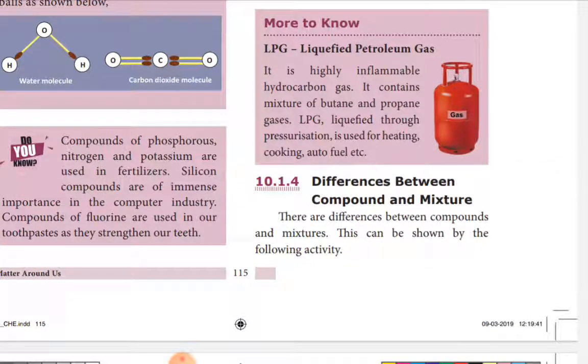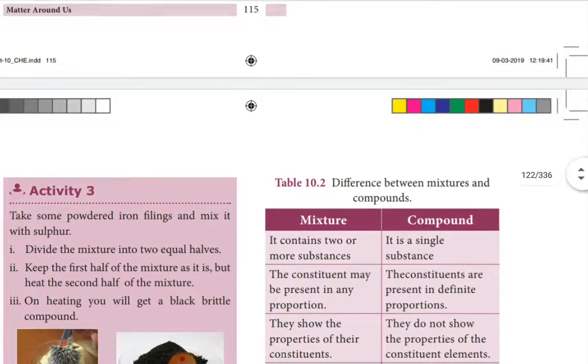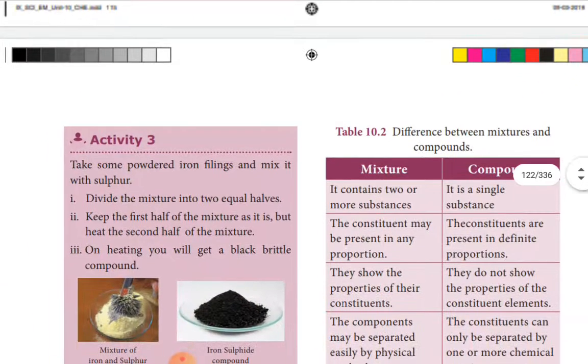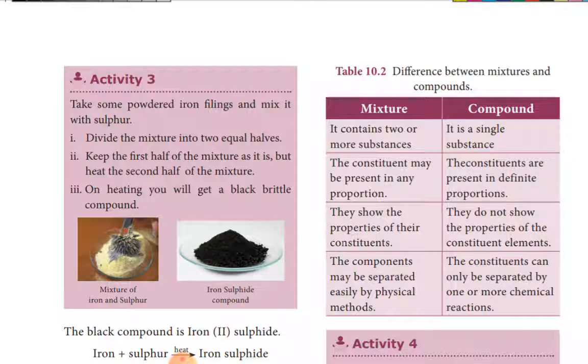Then, differences between mixture and compound. See, in activity 3 it is given: take some powdered iron filings and mix it with sulfur. Iron filings are dark gray in color, and sulfur is a yellow color powder. Sulfur is a non-metal yellow powder, and iron is a metal.